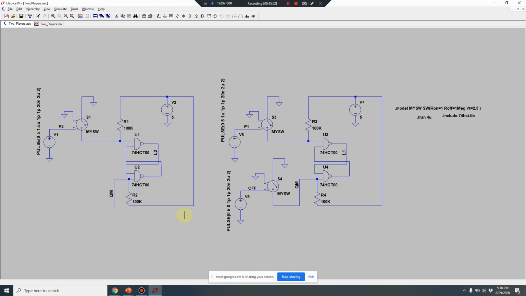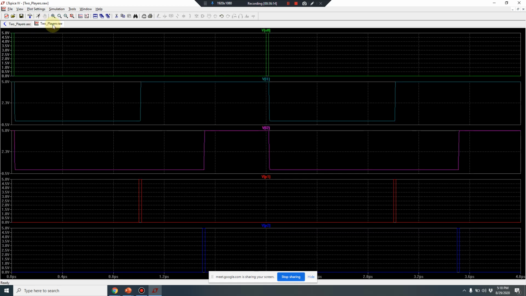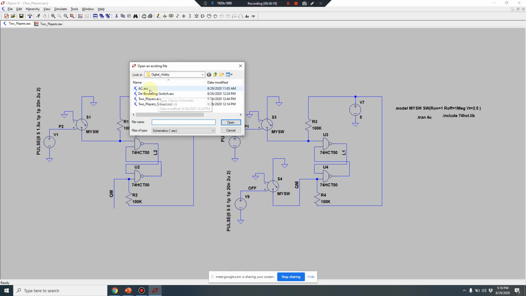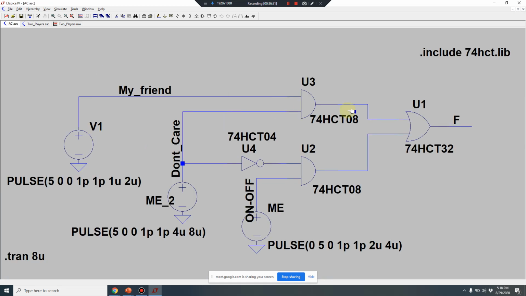I'll share these files with you so that you don't have difficulty with the modeling command of the switch and things like that. You just have to run these simulations, see the results and analyze them. I'll share this AC file. You just run the simulation as it is, see the waveforms, and try to analyze what is happening. Similarly, I will give you this schematic. You run this simulation and try to analyze the results.